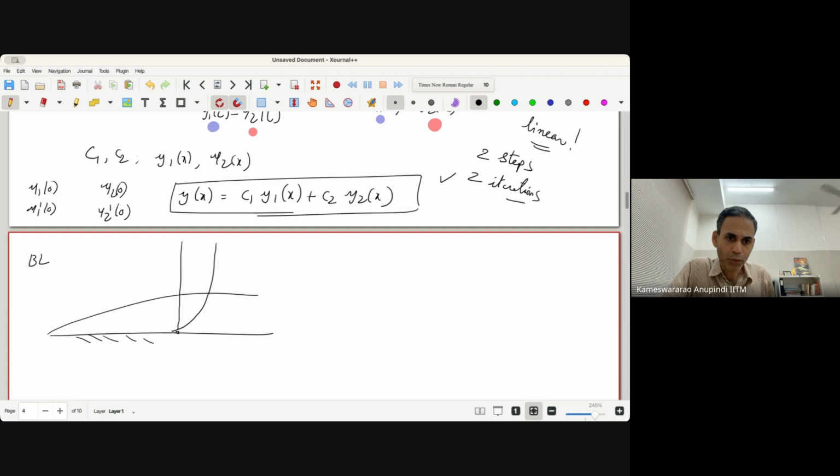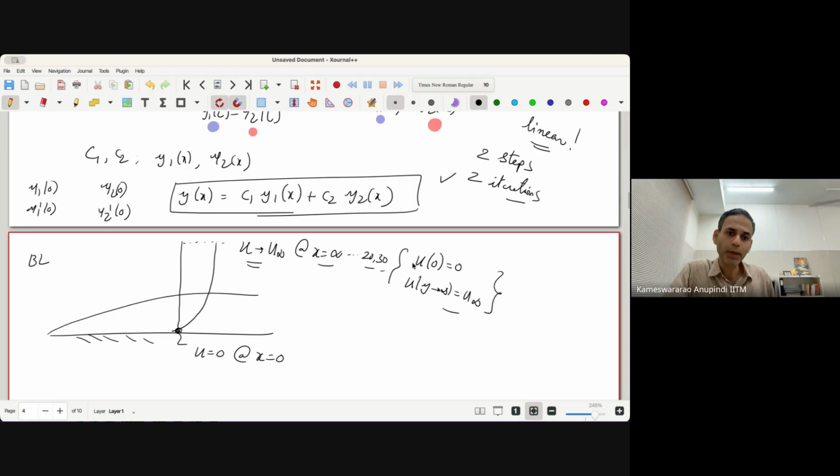Okay, and then you know that U is 0 at x equal to 0. And then you will also know that U tends to U infinity as x goes to a very large value. I'm writing infinity here, but let's say this is some 20 or 30, a very large value in terms of the domain that you're considering. So you are given basically 2 conditions. U at x equal to 0 is 0. U at some distance far away, let us say some y that is very far away, equals U infinity.